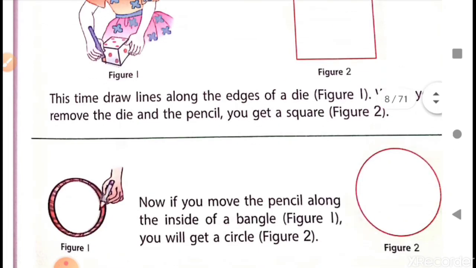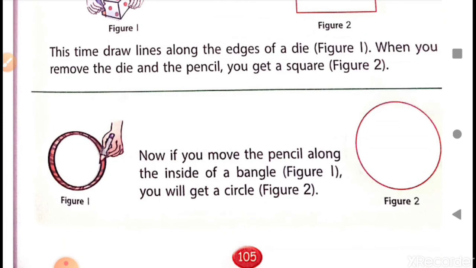Okay. Similarly, you can make the shape of a circle. You can take a bangle, put the bangle, hold it firmly and move the pencil along the inside of the bangle, since the outside may not be absolutely plain. If the bangle has some design, the outside will not be absolutely plain. It may be curved. But the inside of the bangle is smooth and plain. So take a bangle, put it on a paper, hold it firmly and move the pencil along the inside of the bangle. And when you remove it, you will get a circle.